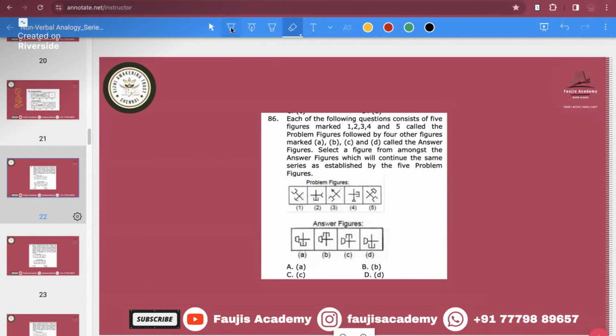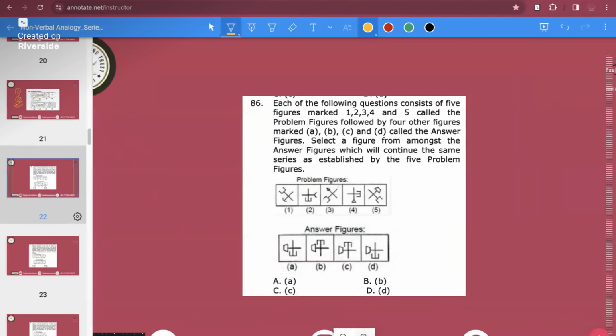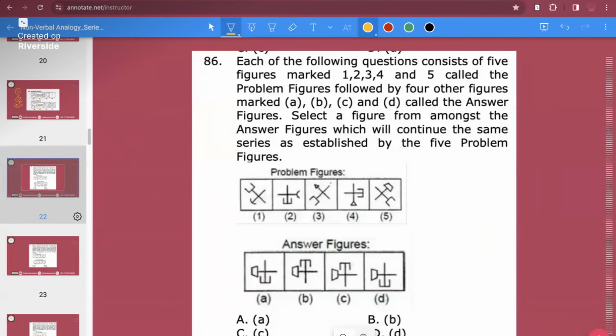We'll be continuing our topic that we were studying, figure classification. Basically, that was odd one out, series completion, and your non-verbal analogy, right? So let's get started. This question is about next in the series.